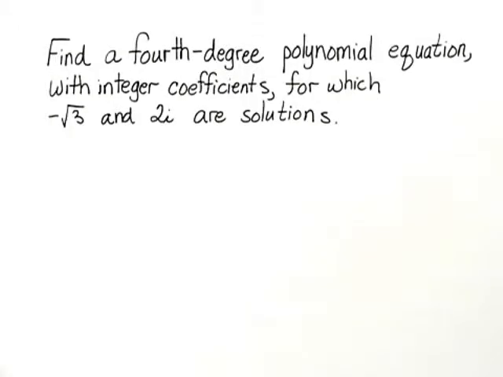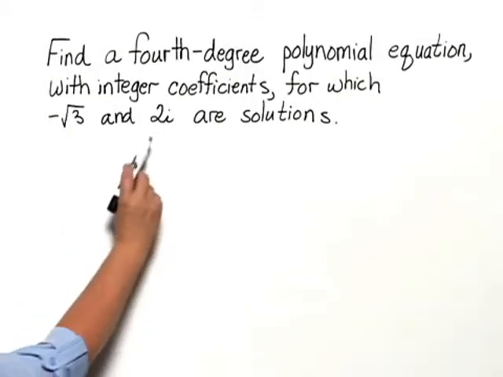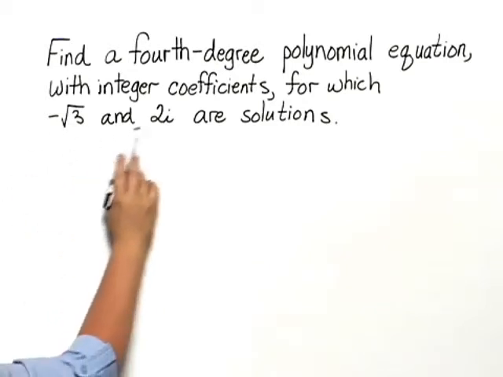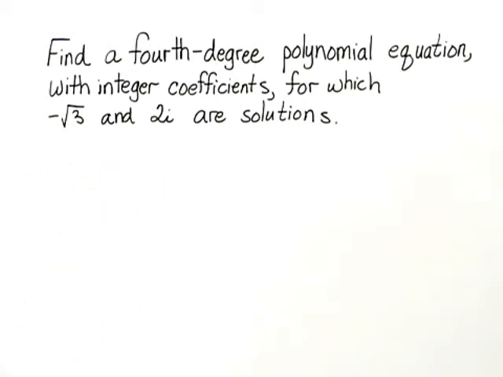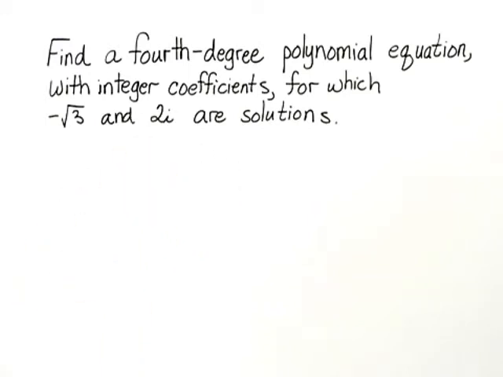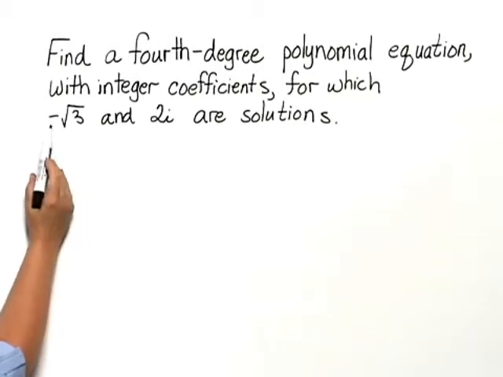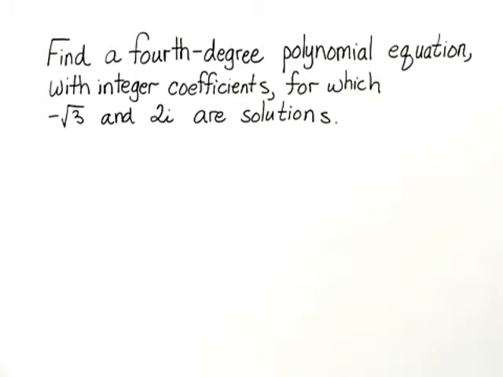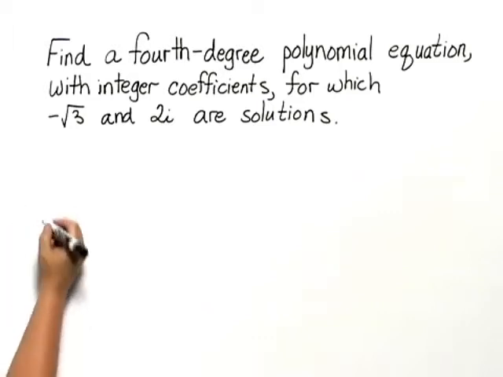Find a fourth degree polynomial equation with integer coefficients for which negative square root of 3 and 2i are solutions. Now when a polynomial equation has integer coefficients, that's numbers like 1, 2, 3, or negative 1, negative 2, negative 3, if negative square root of 3 is a solution, then positive square root of 3 must also be a solution, or the coefficients wouldn't be integers.